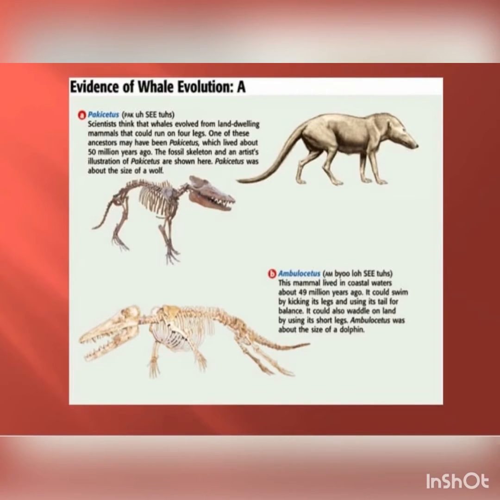Evidence of whale evolution. First, scientists think that whales evolved from land-dwelling mammals that could run on 4 legs. Second, this mammal lived in coastal waters about 49 million years ago. It could swim by kicking its legs and using its tail for balance.